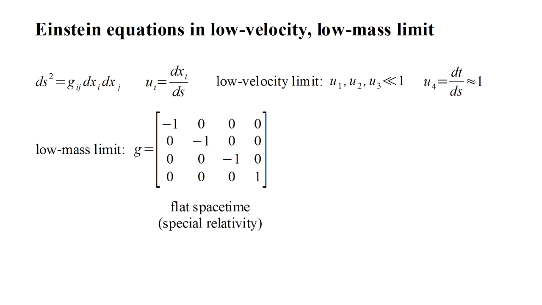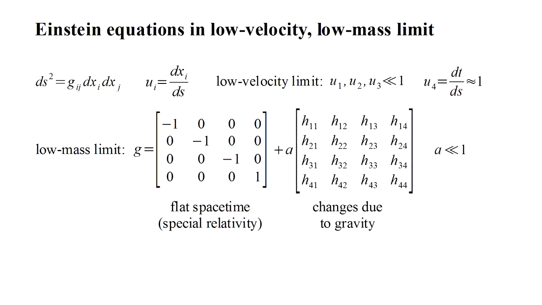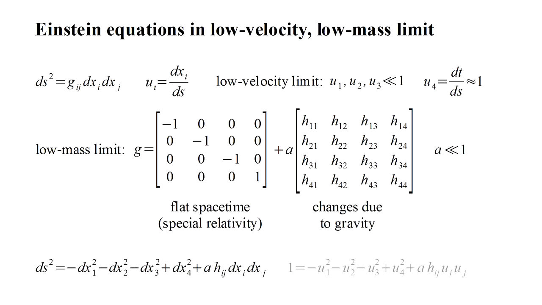The low mass limit assumes that the metric is almost that of flat space-time, shown here. We'll represent the small changes due to gravity as a tiny parameter a times a set of additional coefficients h_ij. Plugging this into our metric equation and dividing through by ds squared, we get the results shown here.